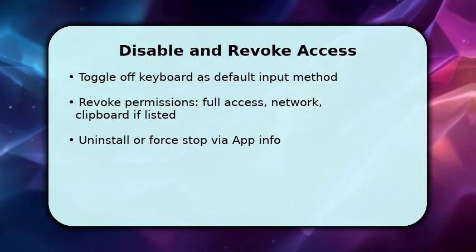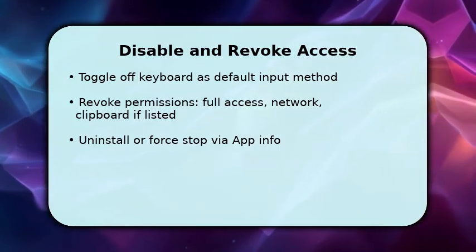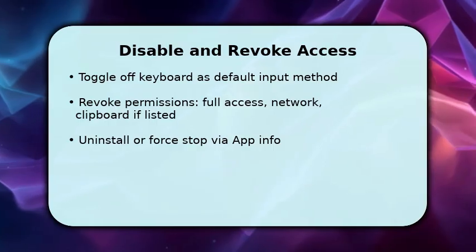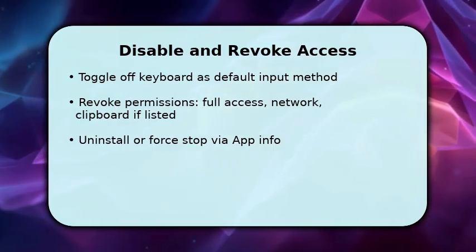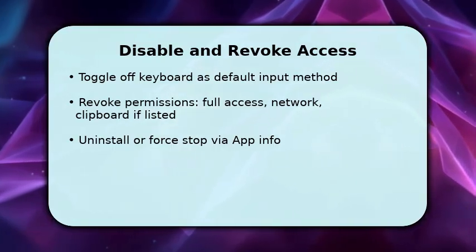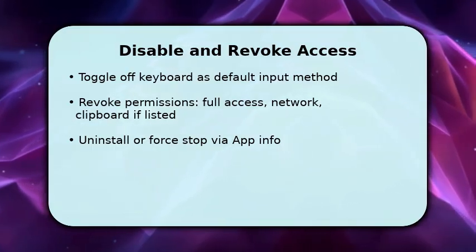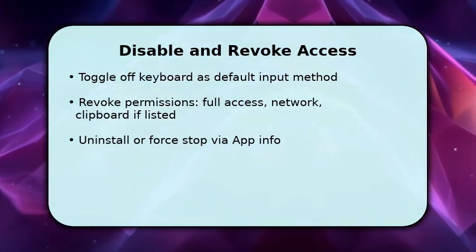This prevents lock-in. Then open the keyboard's app info to revoke all permissions, network, full access, clipboard, because those are common data channels. After revoking, either uninstall the app or force stop and clear data if uninstall is blocked. Once the package is inactive, set your preferred trusted keyboard back as default.